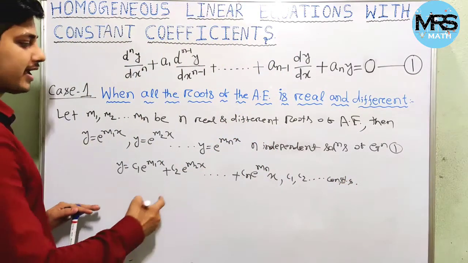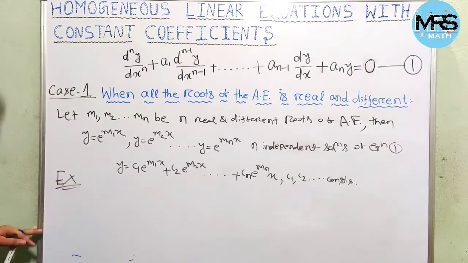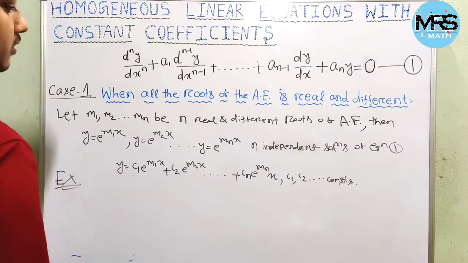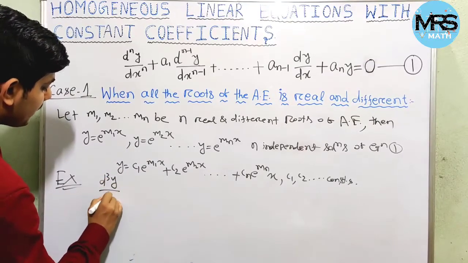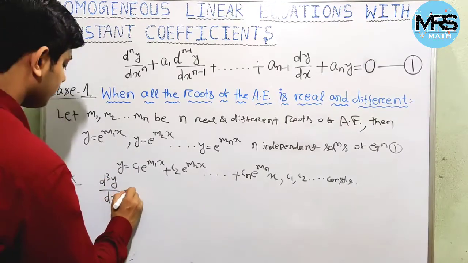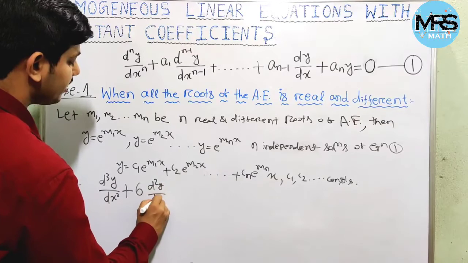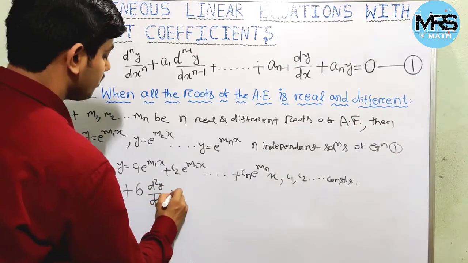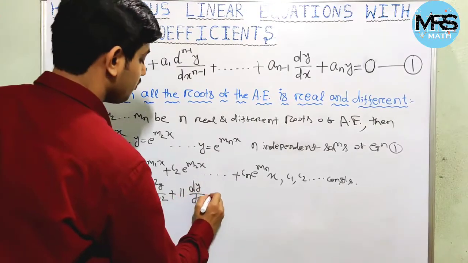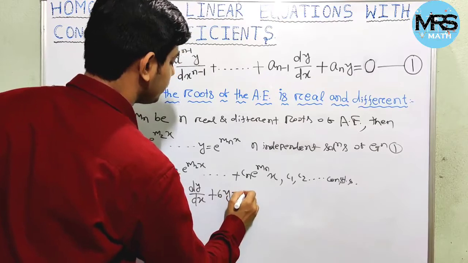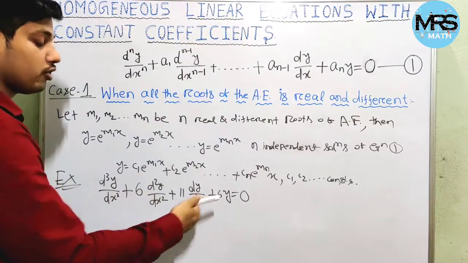So you can verify this by taking one example. For you I have taken one example, that is d cube y by dx cube plus 6 d square y by dx square plus 11 dy by dx plus 6y equal to 0. So this is a homogeneous linear equation with constant coefficients.